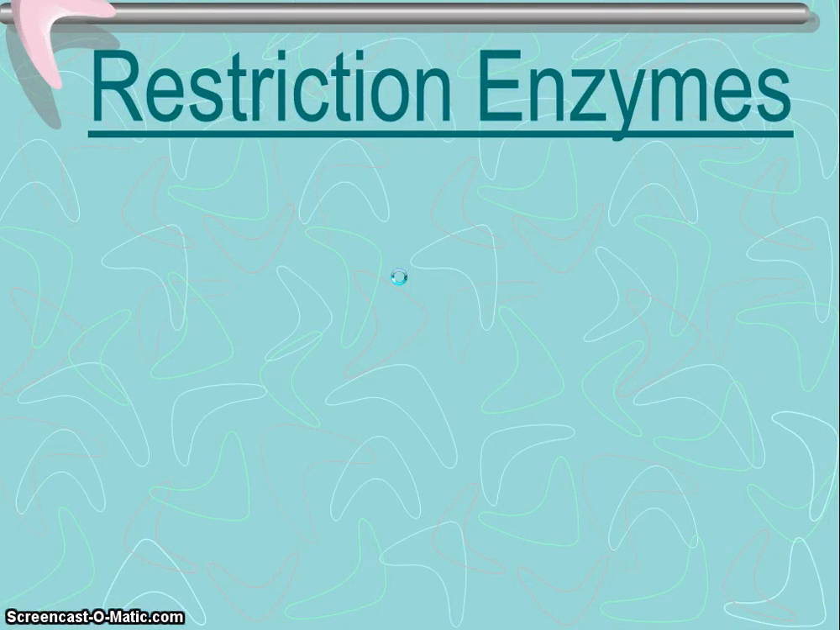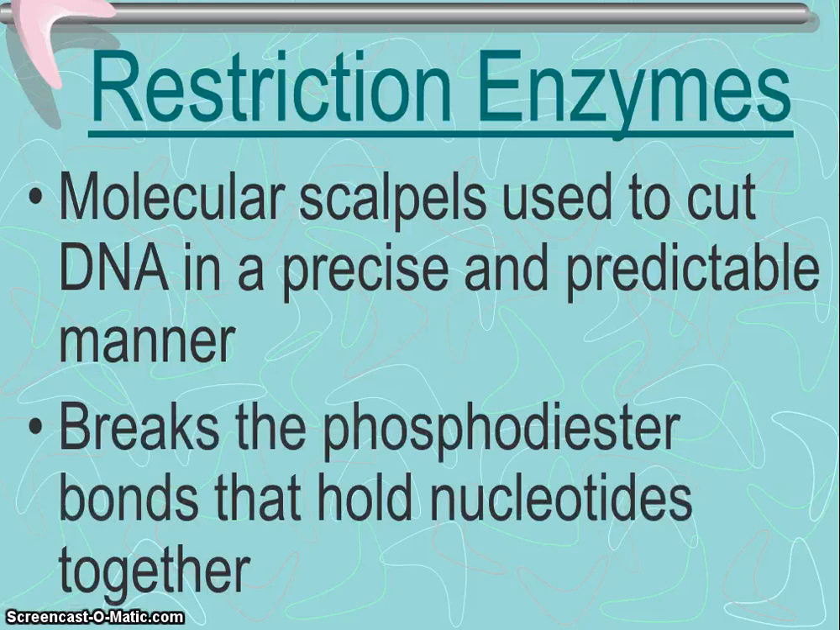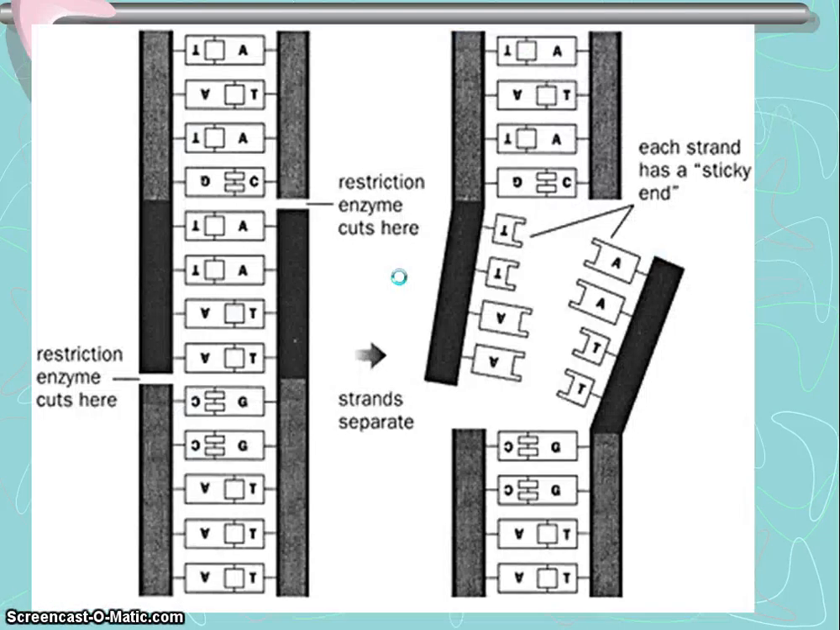First of all, a restriction enzyme is like a molecular scissor or a scalpel. What it does is it cuts DNA in what we call a precise and predictable manner. So it's very specific on how it will cut the DNA. It will actually break what are called phosphodiester bonds that hold the nucleotides together. So it breaks them apart at the nucleotides, not the hydrogen bonds between the bases. So you can see here it just kind of breaks it.